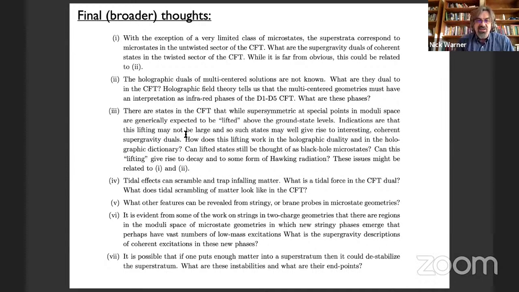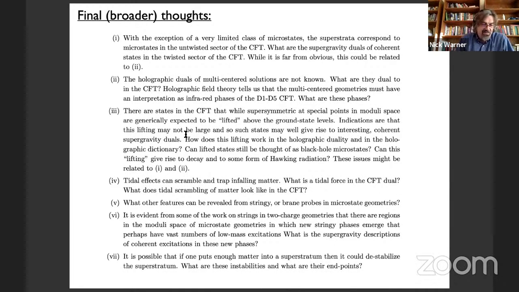There's another set of interesting things that happen with the multi-centered solutions, and it's also stuff that Sean, I think, has done work with Samir on, about lifting of states above the ground, index states and how they lift if you change the moduli and so forth. And CFT calculations show the lifting can actually be rather modest. So how can these lifted states be thought of in terms of black hole microstates, and what does the lifting that Sean and Samir have studied look like in the holographic dictionary? I think that's an interesting set of questions. I won't go too much more into it.